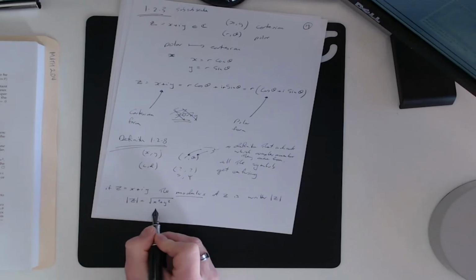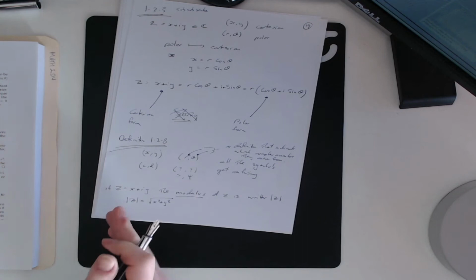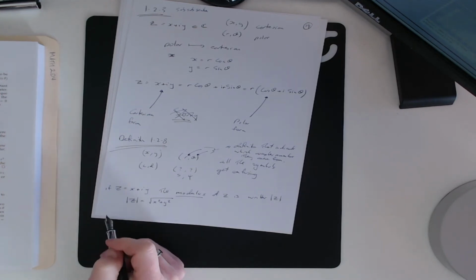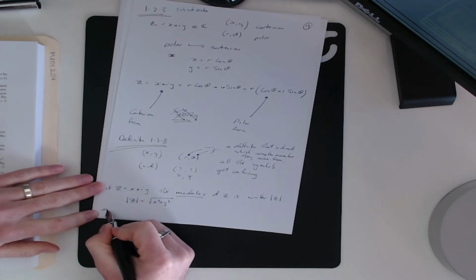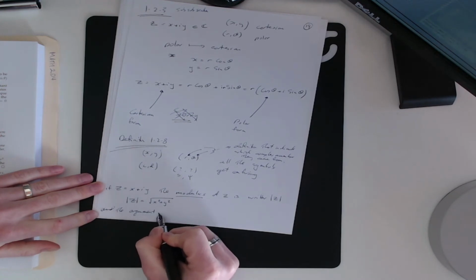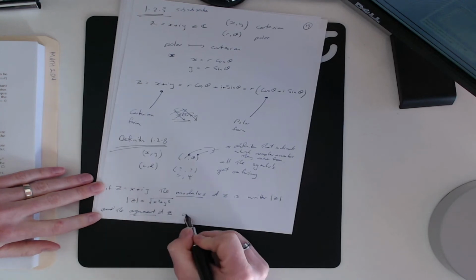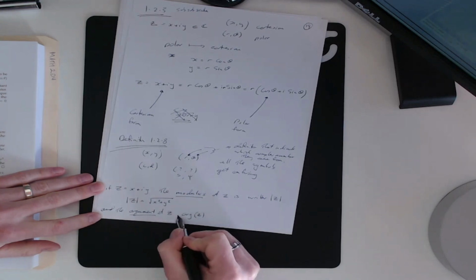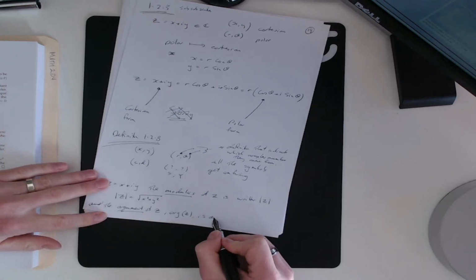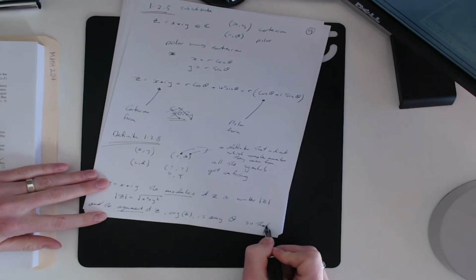So this is the radius, right? That r, the length of the line segment. Anyway, right. And the argument of z, which is written arg z, is any theta so that, oh, it's a cliffhanger.